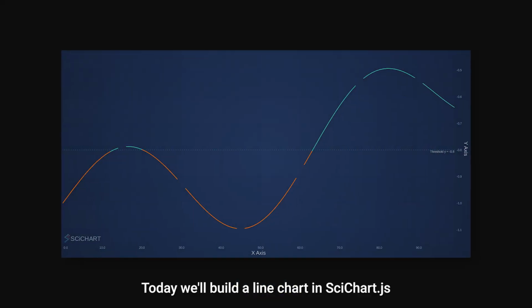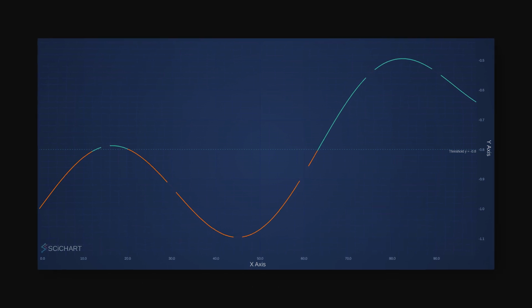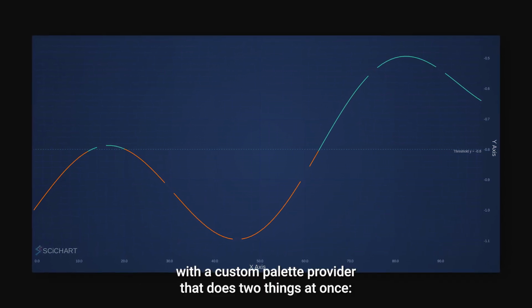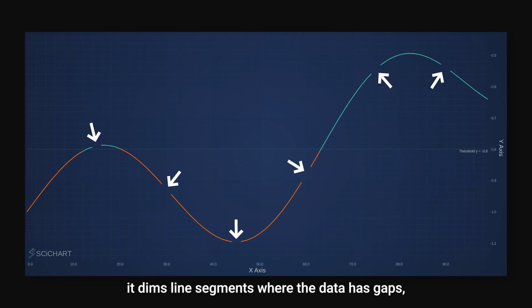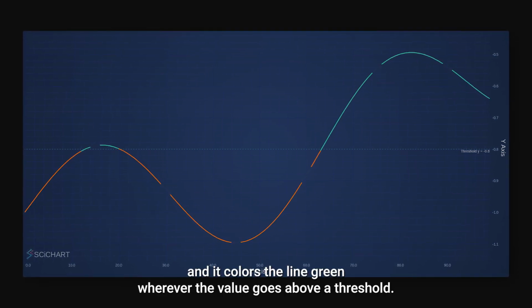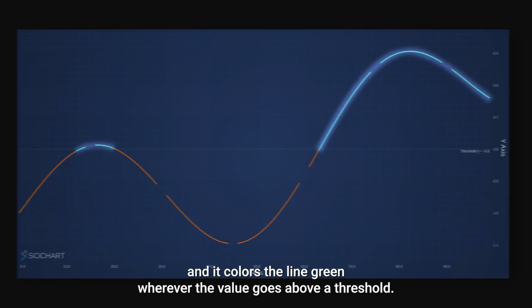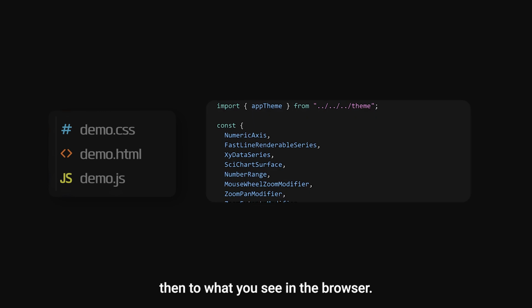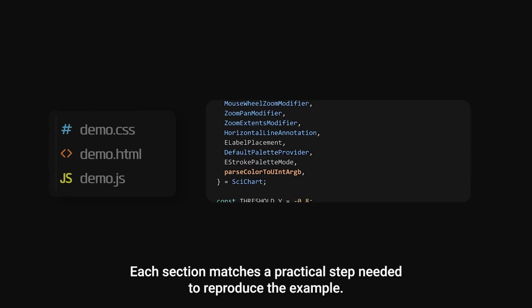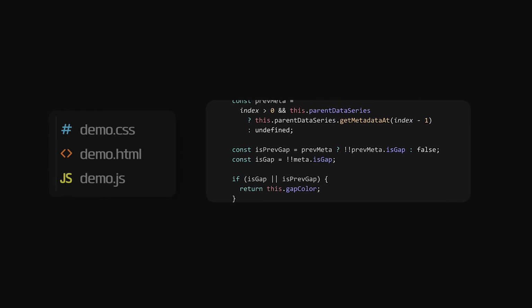Hello. Today, we'll build a line chart in SciChart.js with a custom palette provider that does two things at once. It dims line segments where the data has gaps, and it colors the line green wherever the value goes above a threshold. We move from project structure to the code, then to what you see in the browser. Each section matches a practical step needed to reproduce the example.